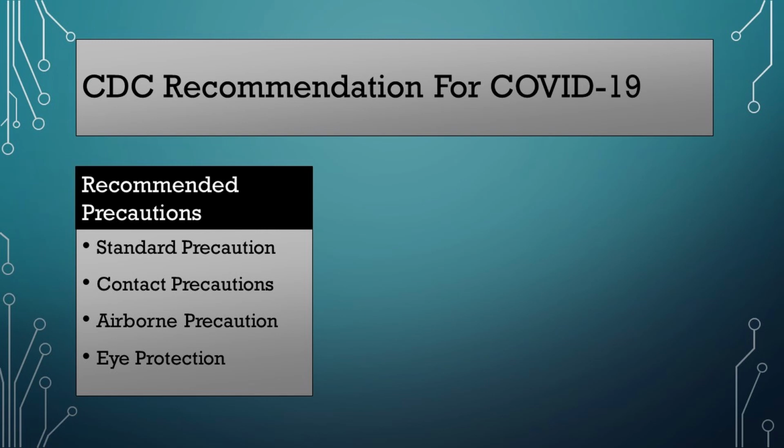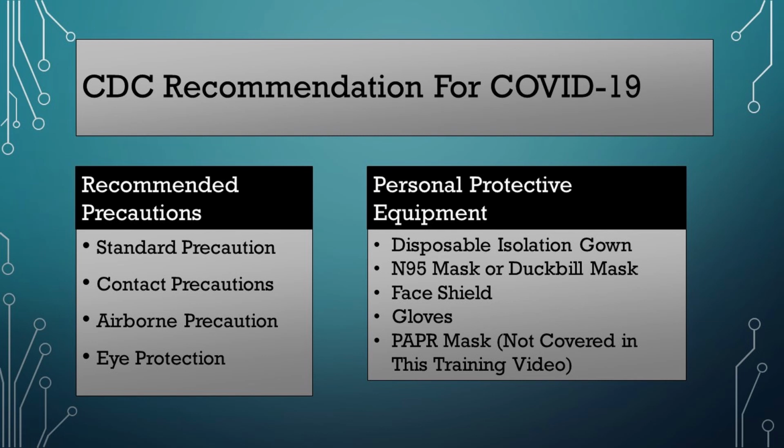Personal protective equipment for COVID-19 includes a disposable isolation gown, N95 respirator or duckbill mask, a face shield, and gloves. The use of PPE masks is approved by CDC for COVID-19. However, the use of this mask will not be covered in this training video. Please refer to the PPE education material.